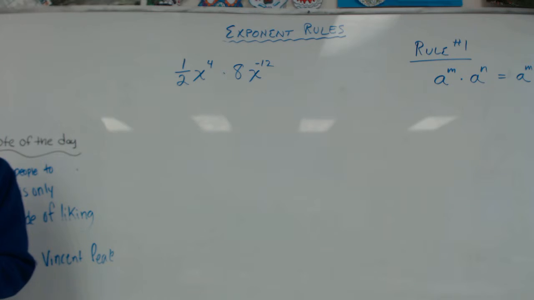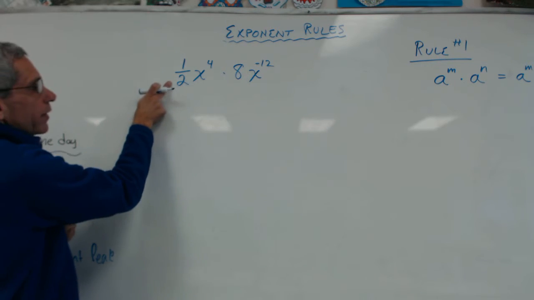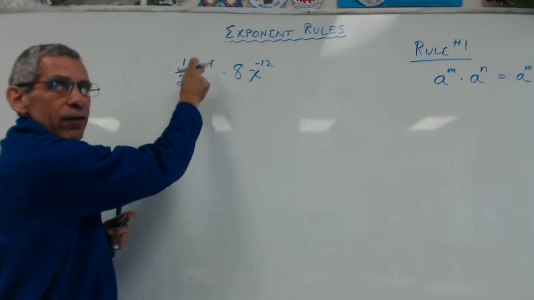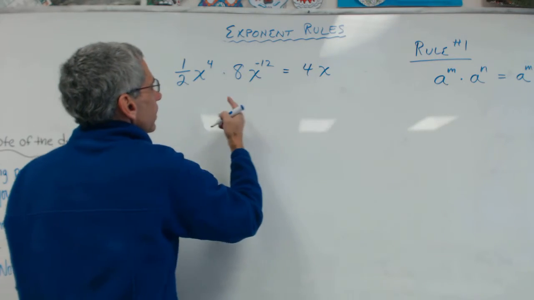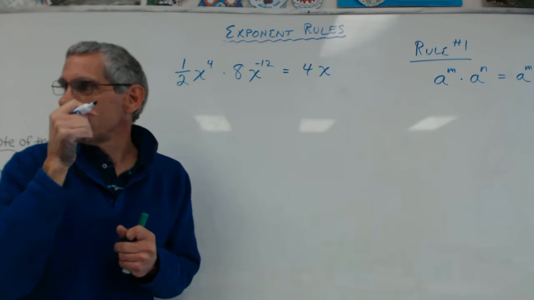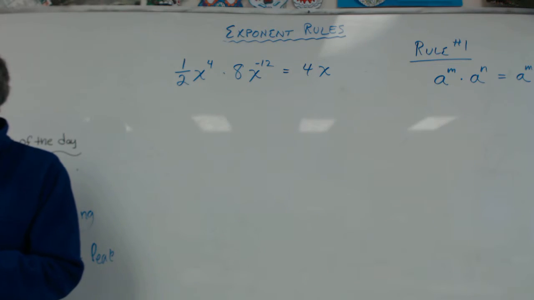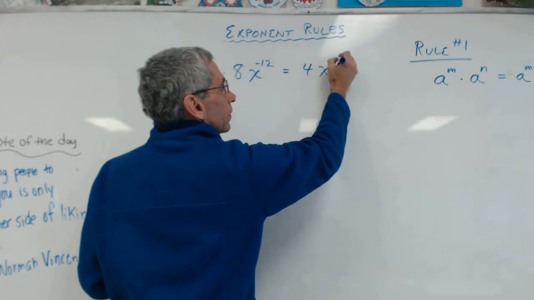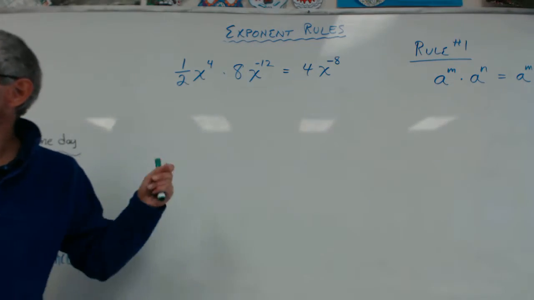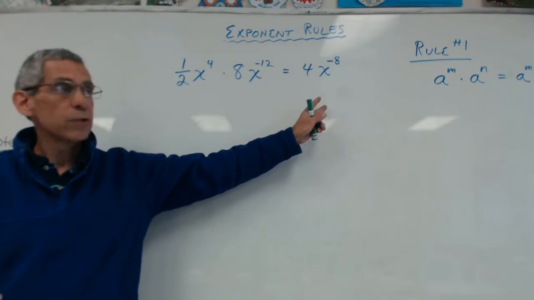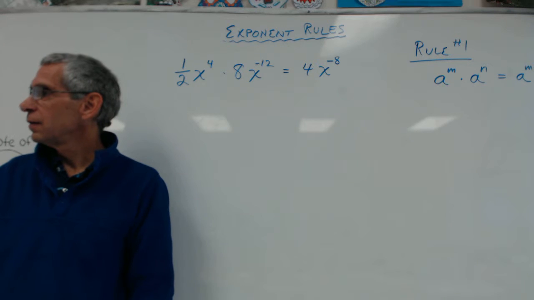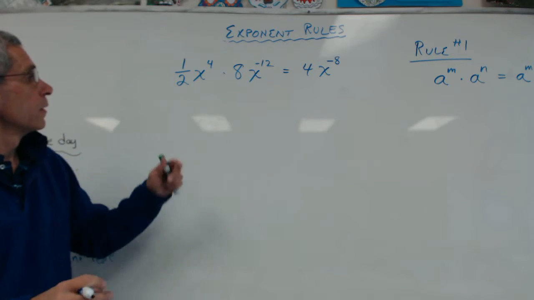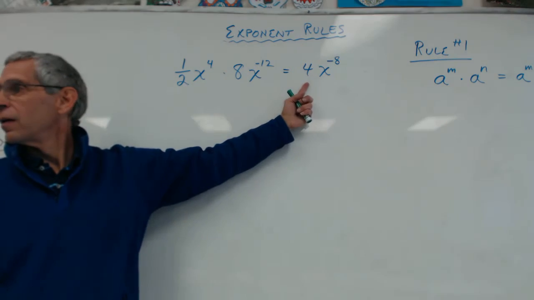So what is 1/2 times 8? Half of 8 is 4. So it's 4x to the 4 minus 12, which is negative 8. 4x to the negative 8th. Eventually you're going to learn how to go one step further in that, but we're not going to go there yet. That's another rule. Does that make sense? Did I lose you? Half of 8 is 4. Okay, you got that?